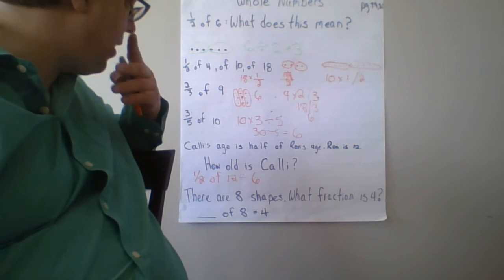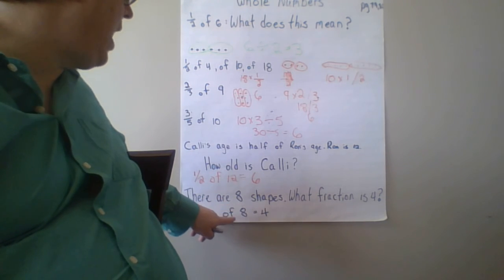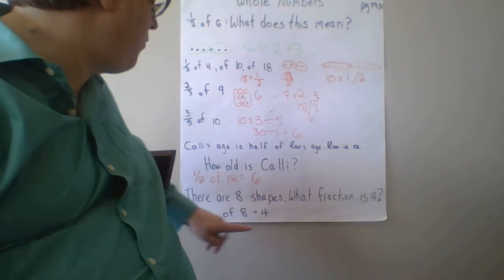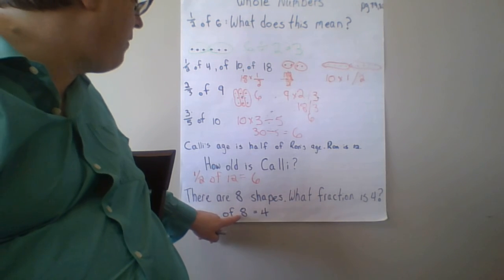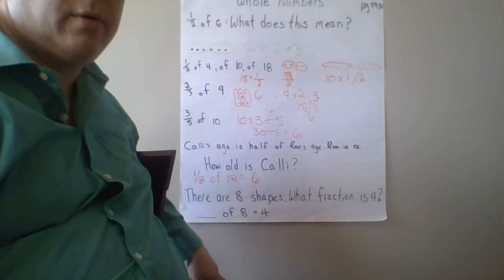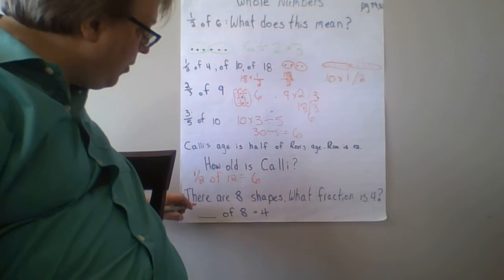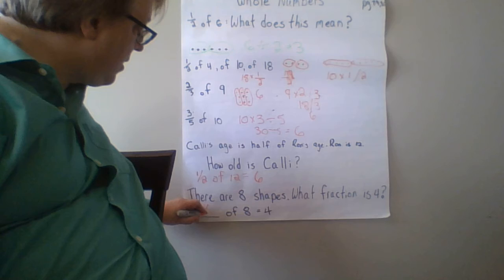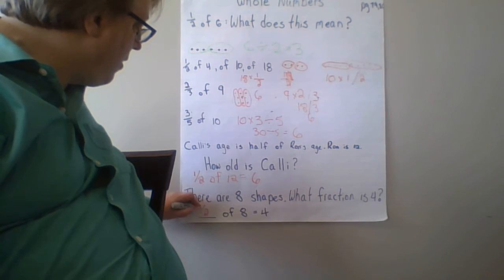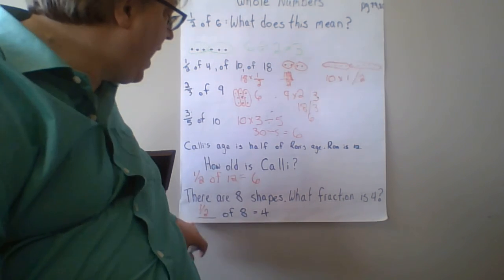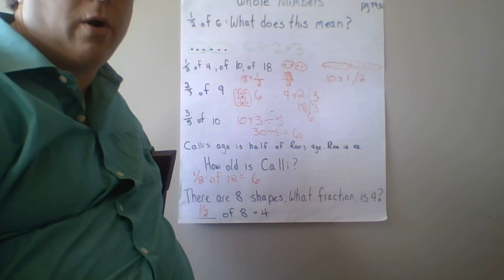Last and hardest question. There are 8 shapes. What fraction is 4? Something of 8 equals 4. 8 divided by 4 is 2. So that is 1 half. Logically, we know that. 1 half of 8 equals 4.